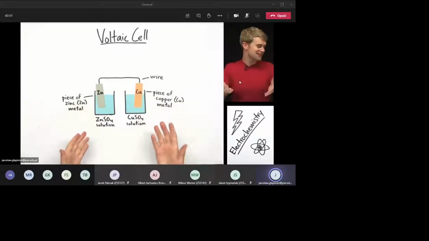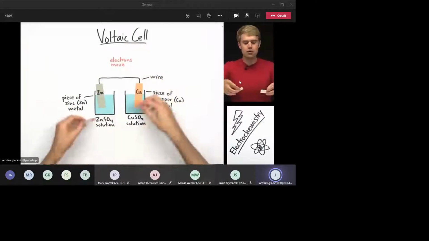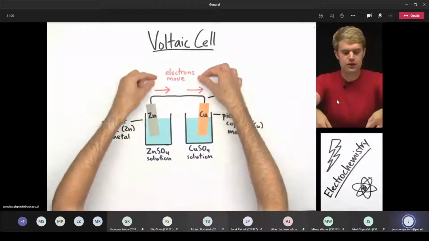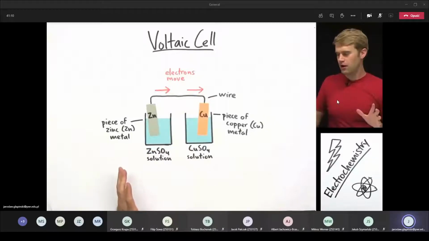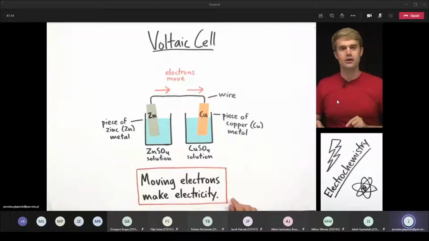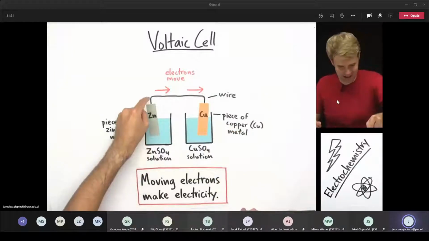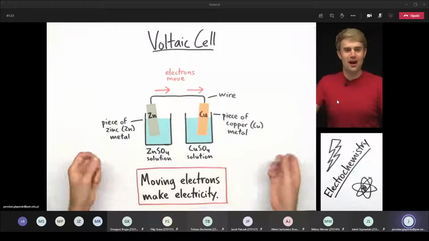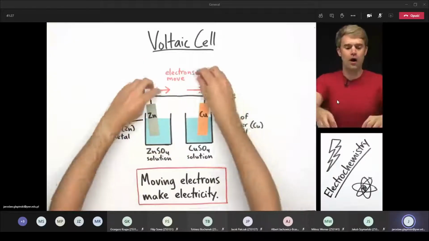And when we do this, something amazing starts happening. Electrons start moving through this wire. They move from the zinc metal into the copper metal. Now, this is a big deal because moving electrons are what make electricity. So when we hook this wire together with the pieces of metal and electrons start moving through it, we have electricity. We have electricity moving through this wire.